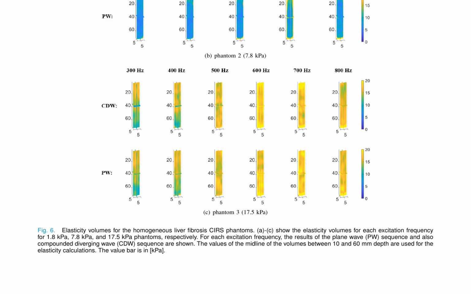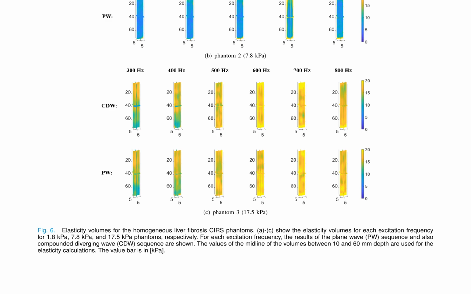In contrast, the elasticity volumes for the 7.8 kPa phantom exhibit a more heterogeneous distribution, with the CDW sequence capturing more pronounced variations in elasticity compared to the PW sequence. The elasticity volumes for the 17.5 kPa phantom display an even more complex pattern, with the CDW sequence revealing a more detailed structure of elasticity distribution. The comparison between the PW sequence and CDW sequence highlights the advantages of the latter in capturing the spatial variations in elasticity, particularly in stiffer phantoms.